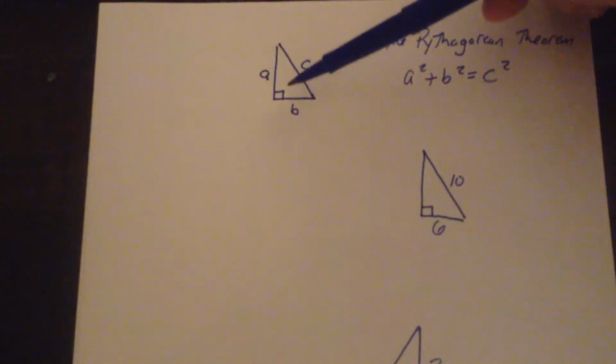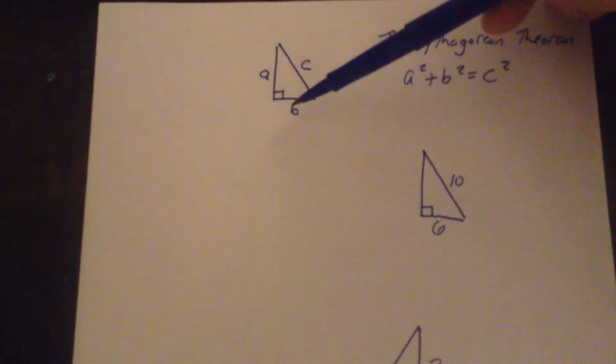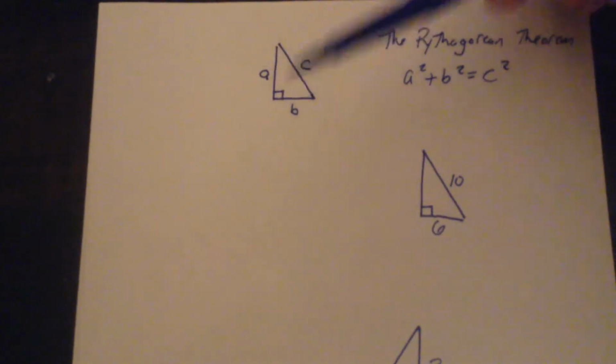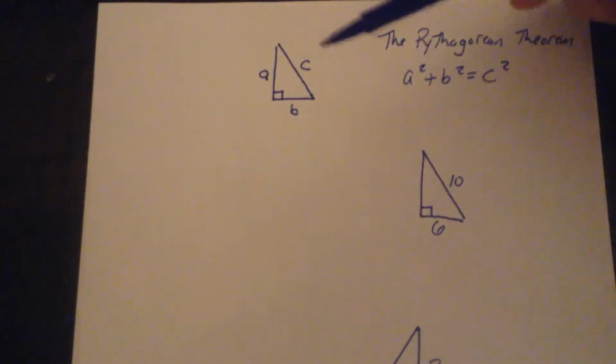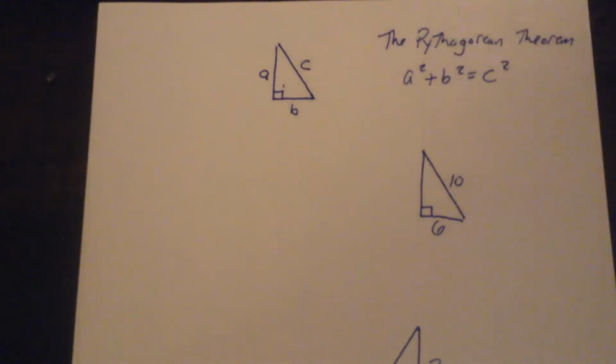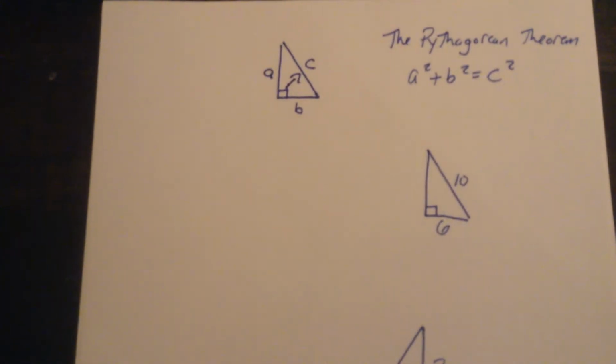Now, the legs are always attached to the 90. So a and b are interchangeable, they're my legs. I could have put b here, or a here. I chose to go a and b. C is always going to be your hypotenuse. It's across from the 90, like that. So now that I know that, I can solve these problems.